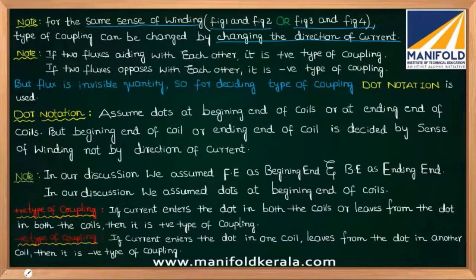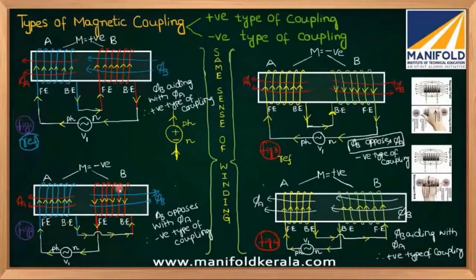But can you please tell me, are you able to see flux? Respond. I'm expecting an answer from you. Can you see flux? No. Very good, Bharat. But what is the definition I had given? If two fluxes are aiding, I call it positive coupling. If two fluxes are opposing, I call it negative coupling.